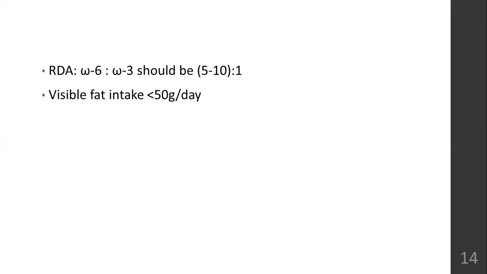So for the RDA, as I mentioned earlier, the amount of omega-6 you consume on a daily basis should always be higher than omega-3. It could be 5 to 10 parts to 1. For every 1 part of omega-3, at least 5 to 9 parts of omega-6 should be there in your diet. That is the healthy range.